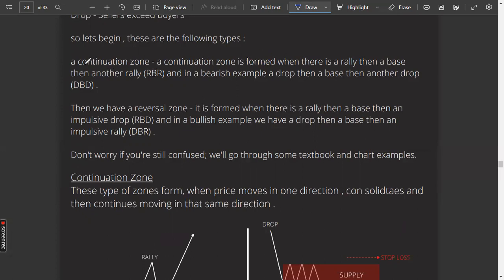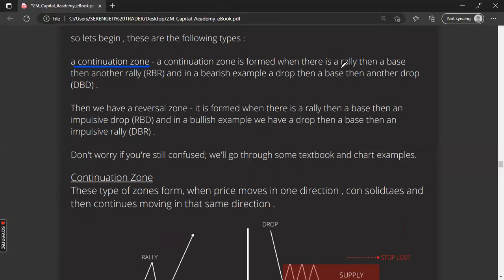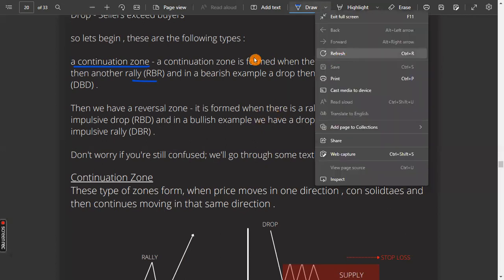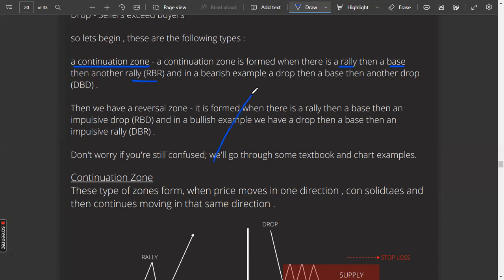There is something you can actually see, a continuation zone. A continuation zone is formed when there is a rally, then a base, then a rally. It is shortened as RBR, so rally base rally. Remember when I said rally, it is the movement to the upside. So it's like this, upside. A rally. Then we have a base, consolidation.